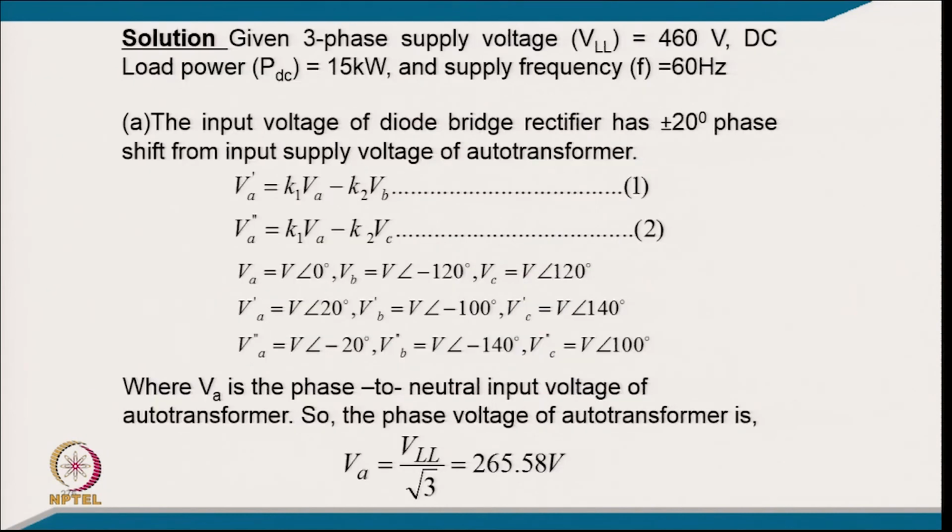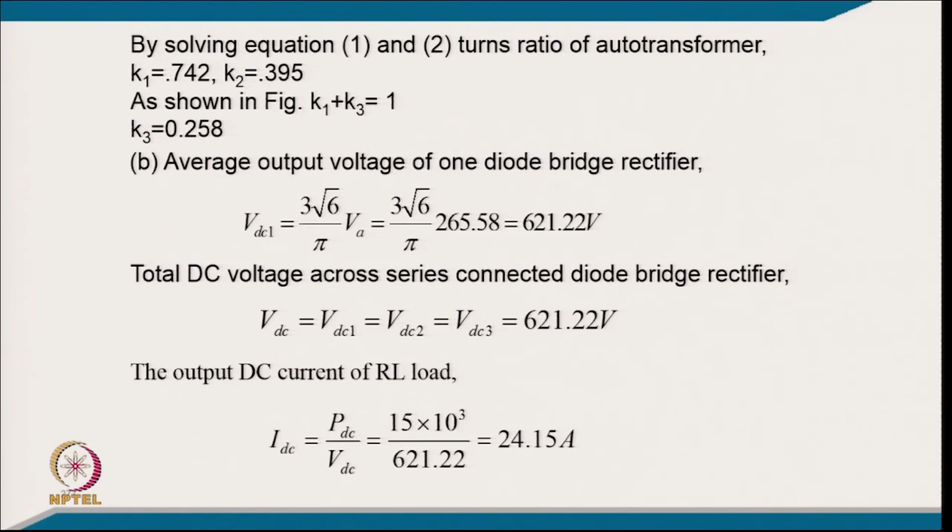And coming to the numerical part, the solution: given a 3-phase supply of 460 volt and the power is 15 kilowatt and frequency 60 hertz, and the input voltage of the diode bridge is required with the plus minus 20 degree phase shift from the supply. You can get the phase shift from these constants by adding the voltage corresponding to the phase voltage, and these are the 3 sets, one original, another 20 degree leading, 20 degree lagging, and from that of course you can find out the phase voltage from the line voltage, and then from this relation you can get what voltage you want.